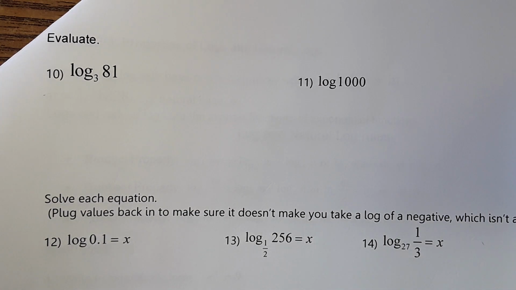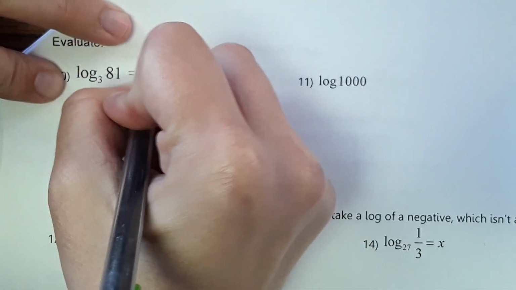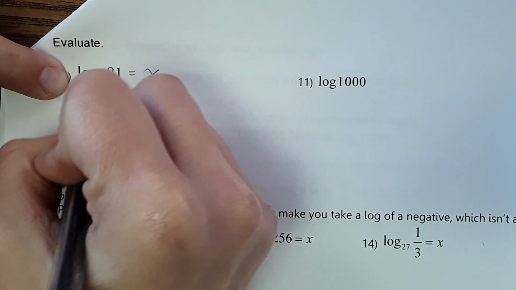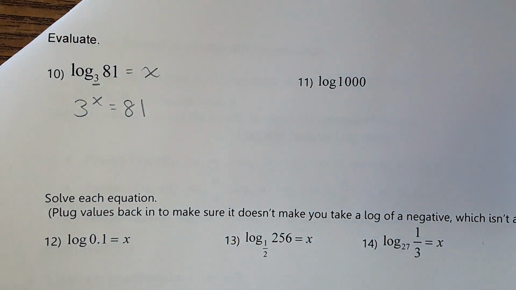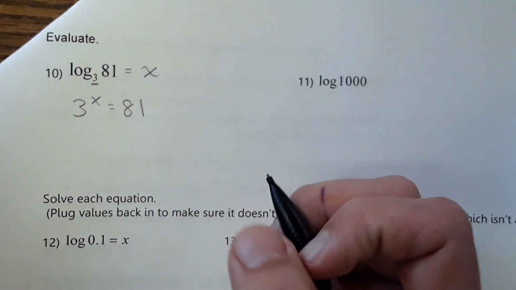And it says evaluate. Evaluate what? Well, log equals x. Base is the base, exponent at the end. So 3 to the x power equals 81. Now to solve it, we're going to solve this like we did in the beginning, where we get the same base, and then we can set the x is equal.